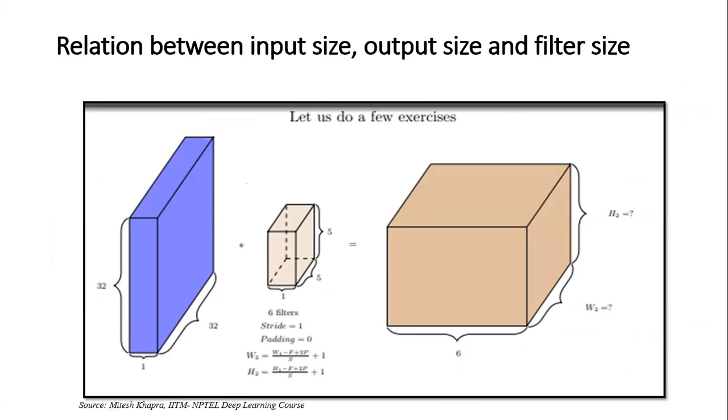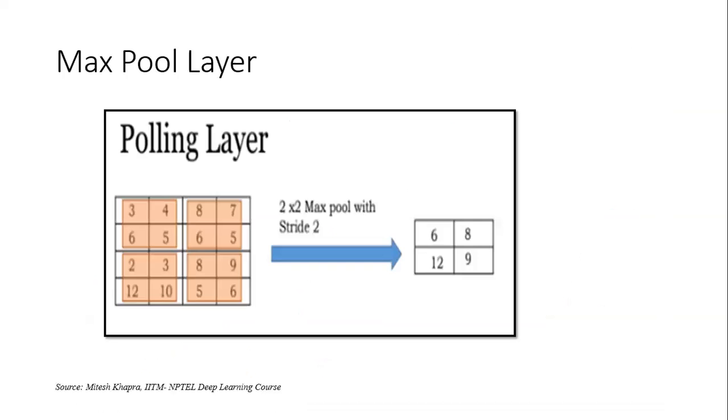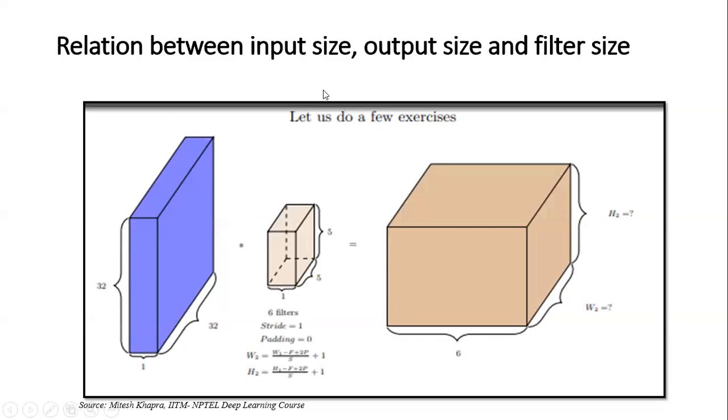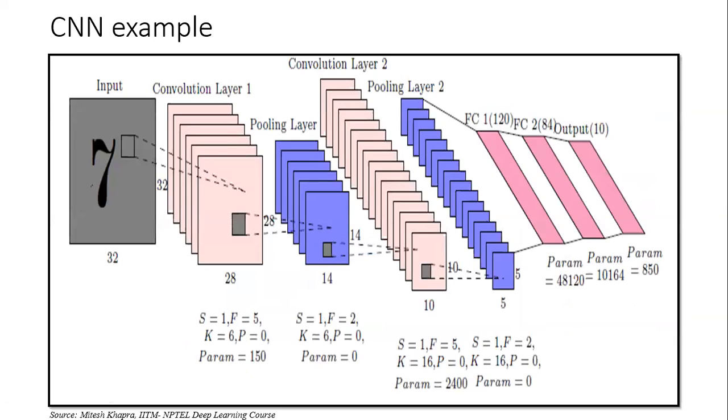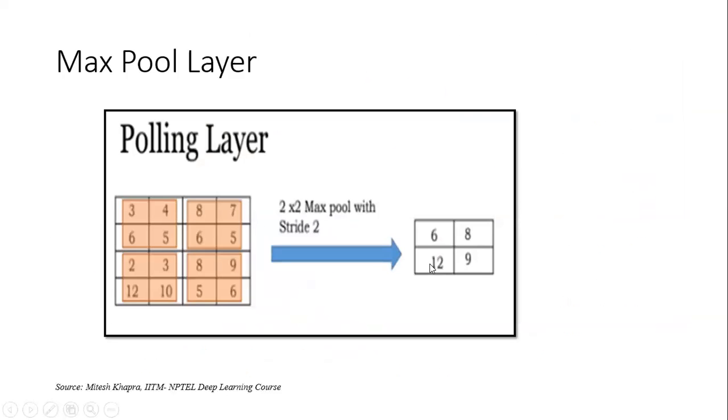Just take a look, because last year the numerical was based on this particular concept. That is the reason I detailed it out. Now, after understanding the relation between input, output and size, which is governed by this particular formula, the last point that we have to see to understand CNN is the pooling layer.